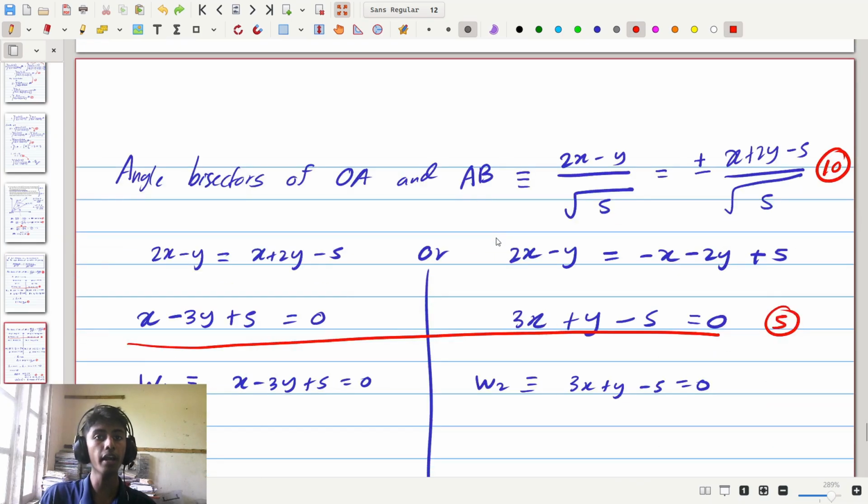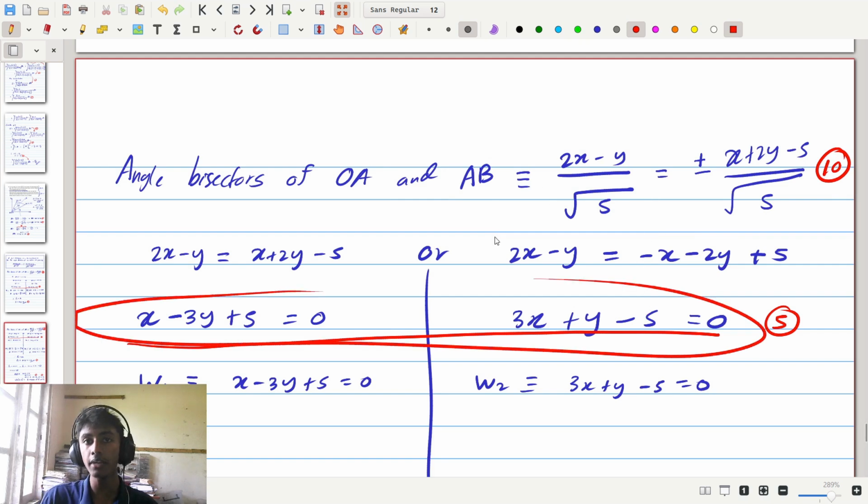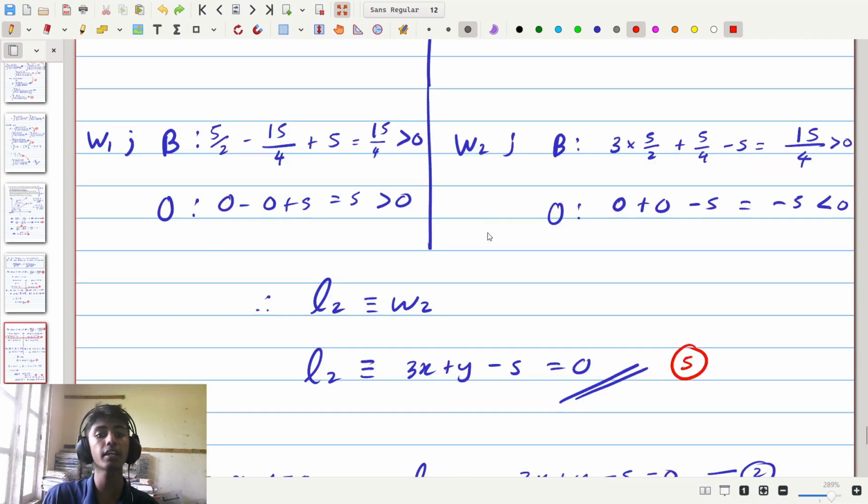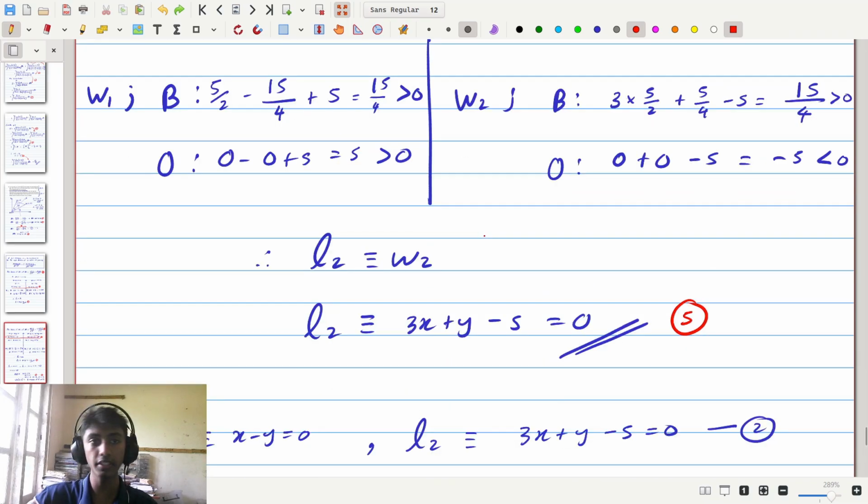When you then do the exact same thing for the other bisector and consider the angle bisectors of OA and AB, writing down this equation right here gets you a total of 10 marks. Simplifying it down to get the two solutions gets you 5 marks for both of them, of course. And then out of these two lines, when you find the correct one using any proper method, in this case the B and O being on the same side versus opposite sides method, and get the correct answer, you get 5 marks there.